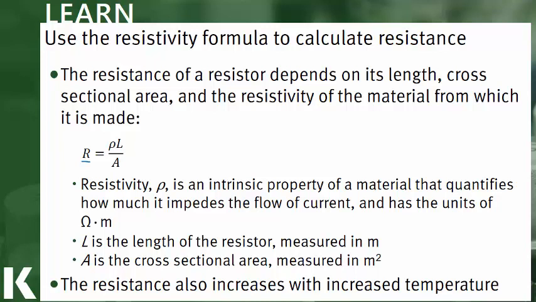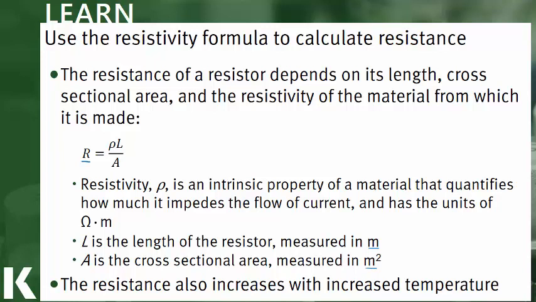For example, if you look at the wiring in a house, all of the wires are typically made of copper. Copper has a very low resistivity, which means it doesn't impede the flow of current very much, which makes it a perfect material for transporting current throughout the house without causing electrical fires. We also have the length of the resistor, just essentially how long it is, measured in meters, and then the cross-sectional area, measured in meters squared.